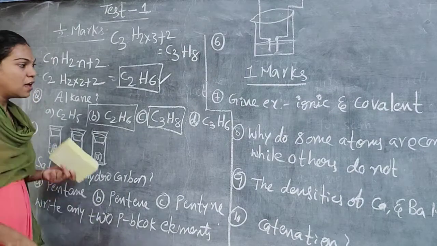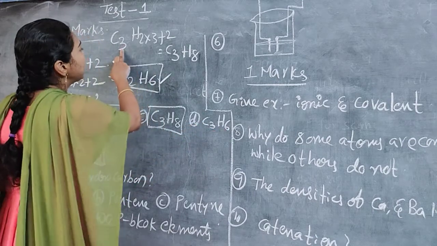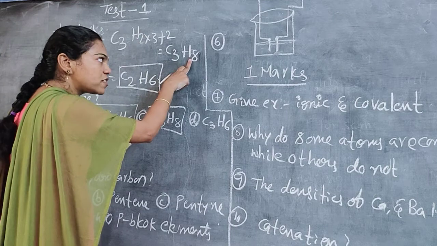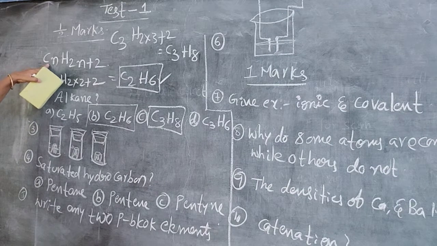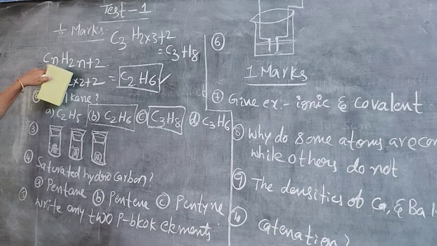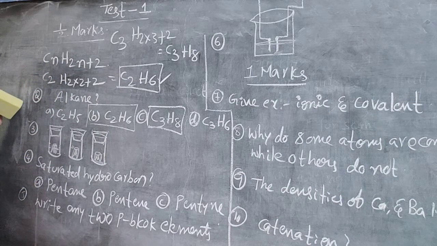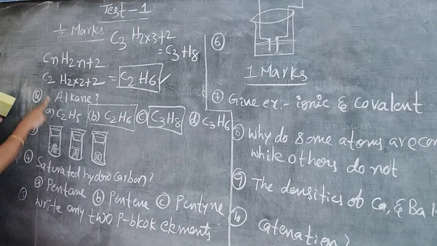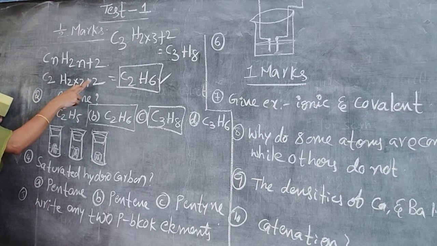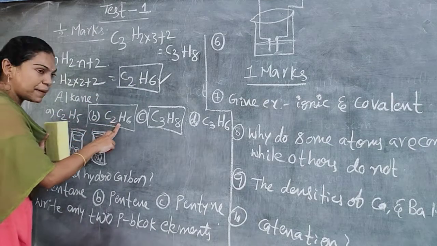Do you understand, students? Now the fourth option, C3H6. If the carbon number is 3, the hydrogen number must be 8 in alkanes. This is the general formula for only alkanes. What is that? CnH2n plus 2. Here n is the number of carbon atoms. For example, in option A, the carbon number is 2, so I applied 2 here: C2, H is 2 into 2 plus 2. The total value is C2H6, so this is not the correct answer.